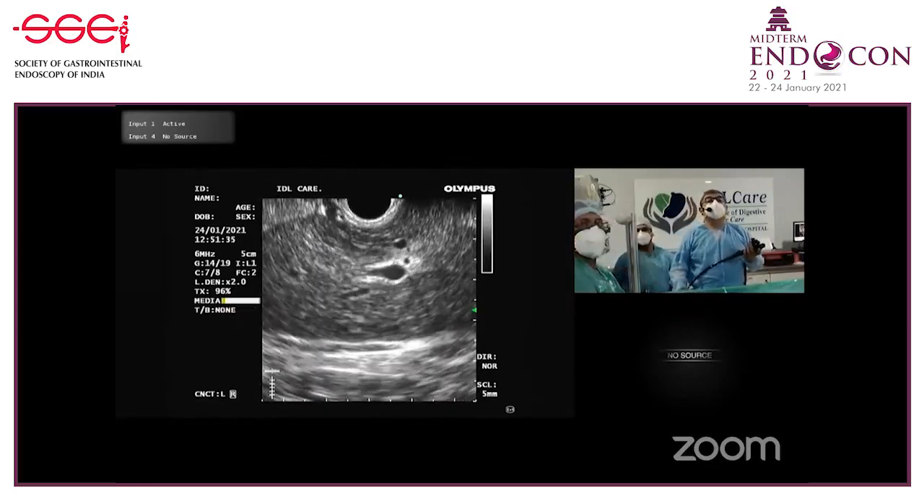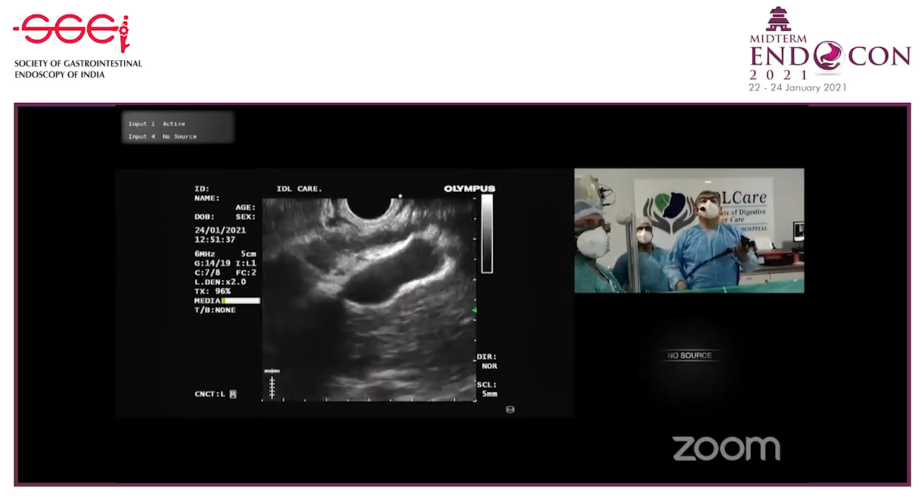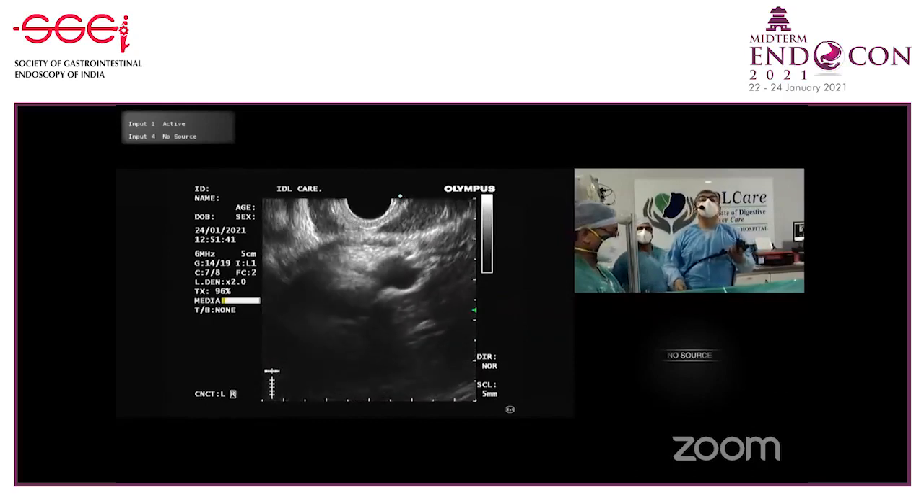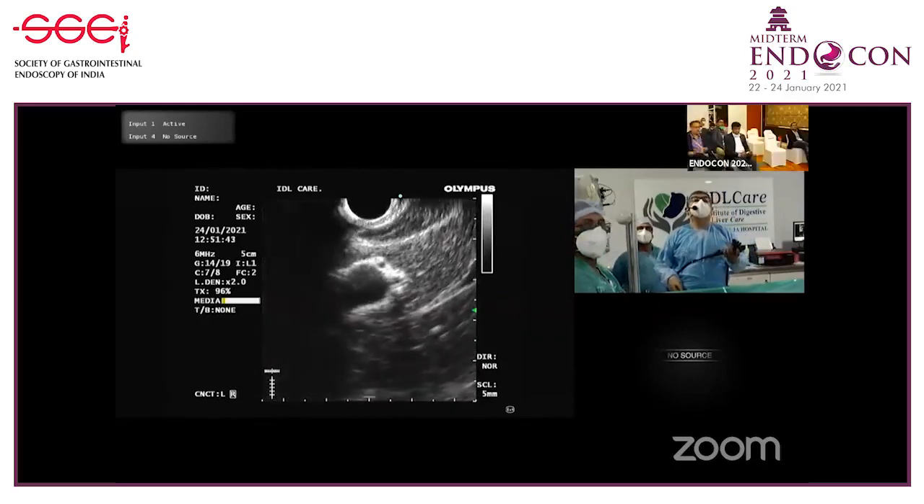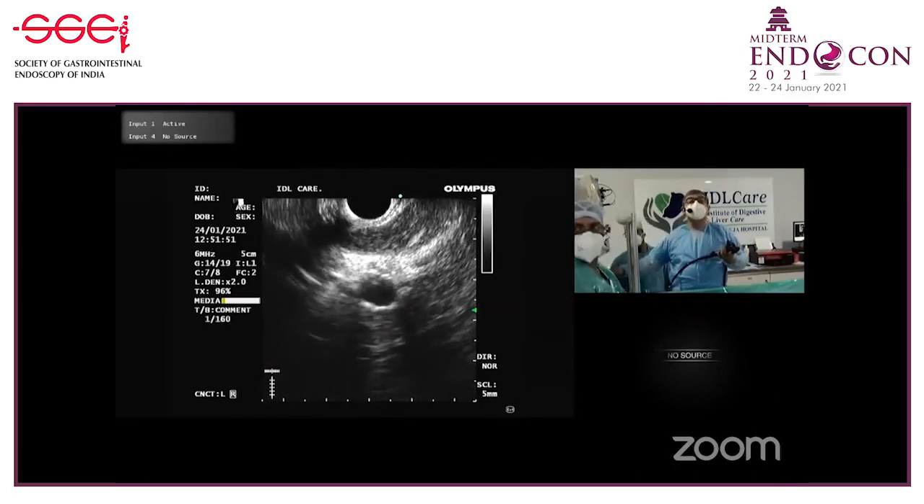And if I come back towards the GE junction and turn a little clockwise, I start seeing segment 1. Here I showed you segments 2 and 3 there. This will be segment 4. This is the ligamentum venosum. You see this thin one? Ligamentum venosum.